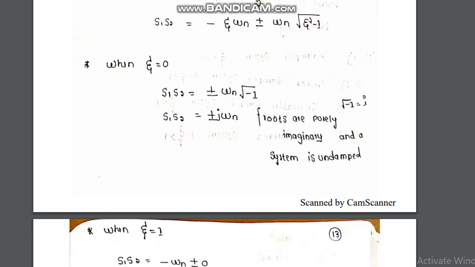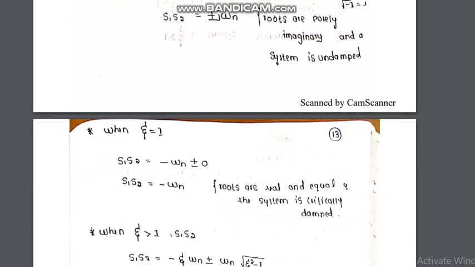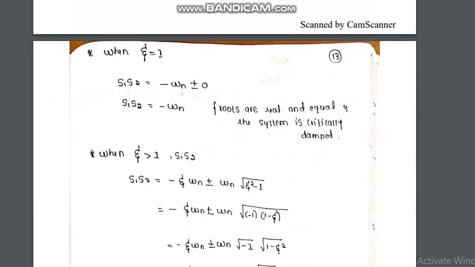When zeta is equal to 1, we have to substitute in this equation. We will get s1 comma s2 is equal to minus omega n plus or minus 0. So finally s1 comma s2 is equal to minus omega n. We can say the roots are real because there is no j term. The roots are real and equal because both values are the same, so the system is critically damped.